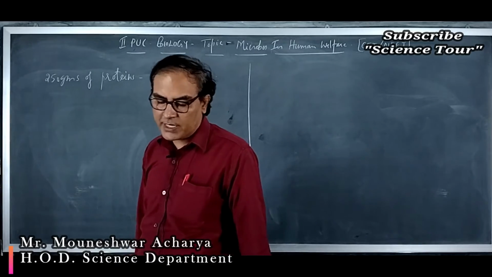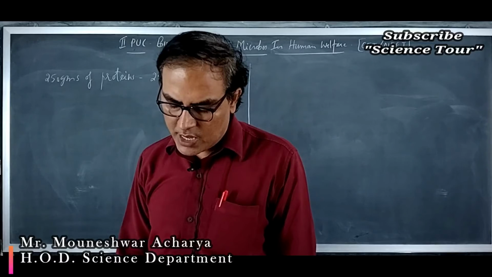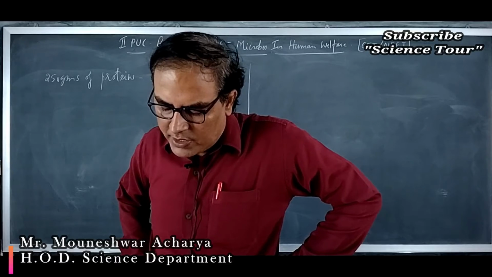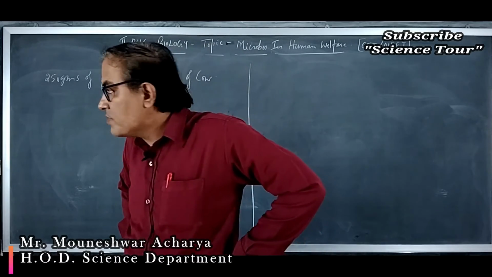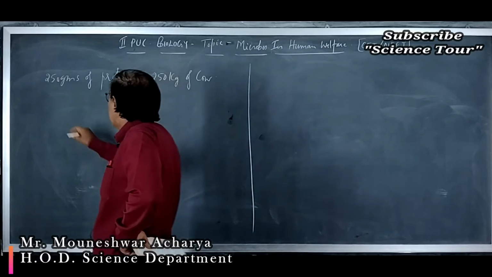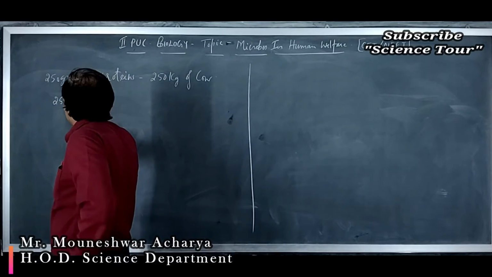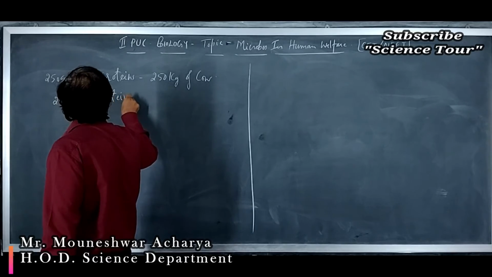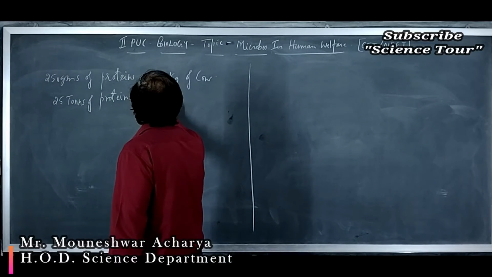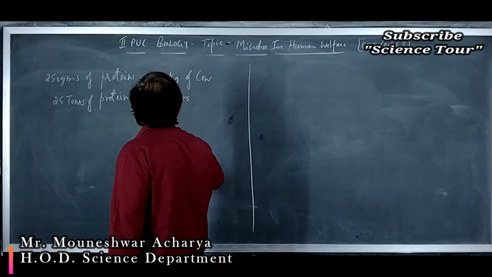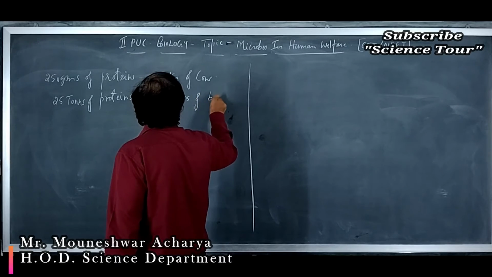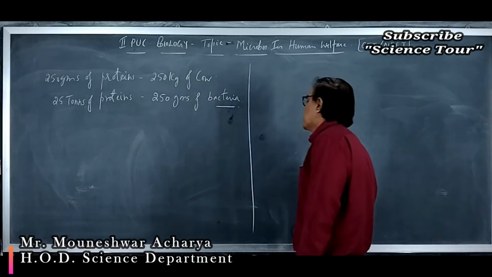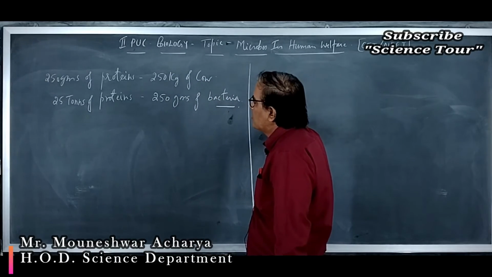But by using this bacteria, one can produce, say, around how many tons? High rate of biomass, 25 tons by 250 grams. 25 tons of proteins by only 250 grams of bacteria. That means it has got very high rate of biomass production, such as of proteins.